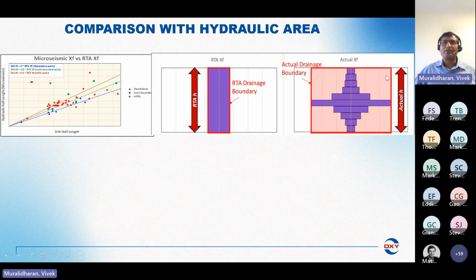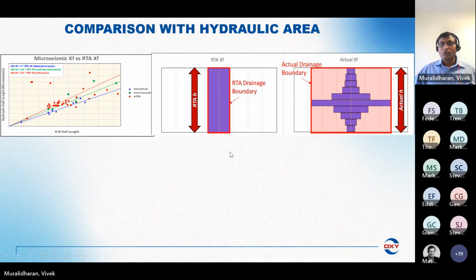I mean, you cannot have 100% efficiency in these systems because you will be having a lot more interference in the landing zone for the other wells. So that's why this conversion, from this red box of RTA to the red box of this actual distribution, is about 4 times you have to multiply.